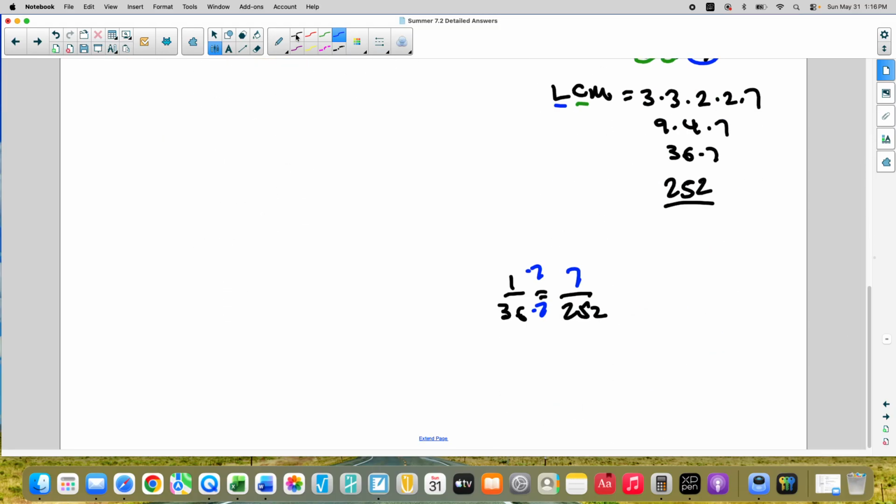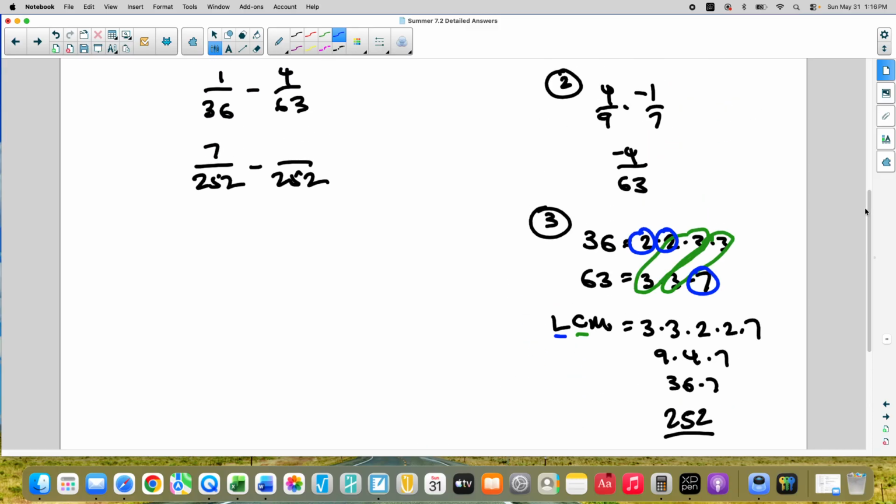And then 4/63. So 4/63 equals how many 252nds? And what was it? 63. So that's times 4. 16. So that's 7 minus 16, which gives us negative 9/252. Now let's reduce, because 9 goes into 252 and it goes into it 28 times. So that's negative 1 over 28.